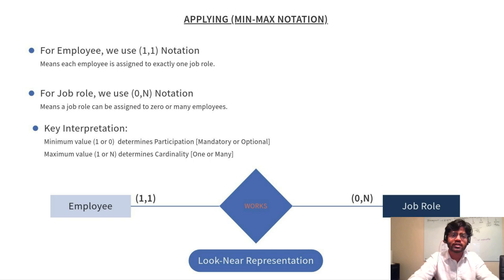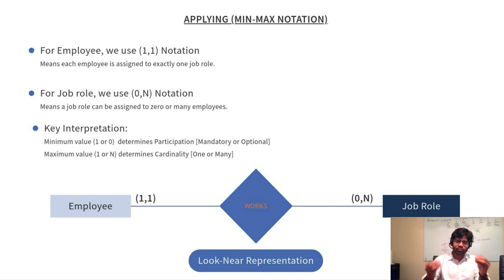So now let's apply the minimum maximum notation to our given case. All right. So for employees, we use 1 comma 1 notation. This means each employee must be assigned to exactly one job role. For the job role, we use 0 comma n notation. This means a role can have 0 or many employees. So here's the key interpretation. The minimum value, either 1 or 0, determines the participation, which is mandatory or optional, and the maximum value, either 1 or n, determines the cardinality, that means 1 or many.